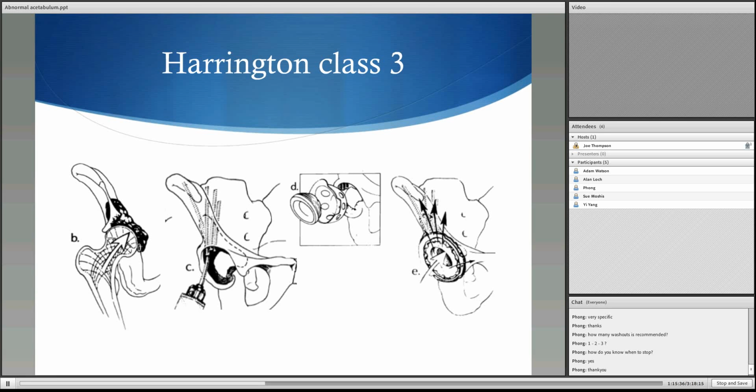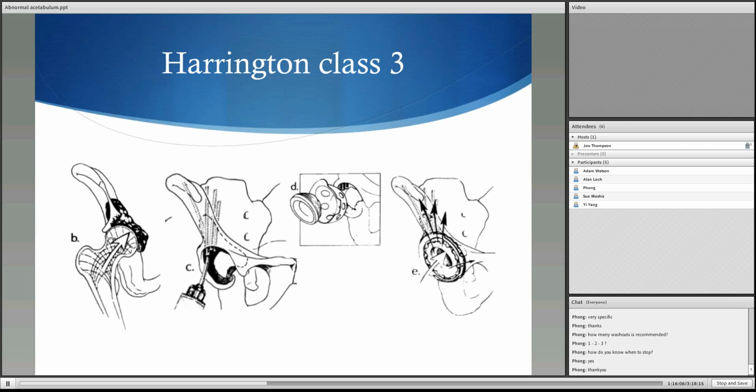In Harrington class 1, again, you can treat this with a conventional total hip replacement, cemented both acetabular component and femoral component, because all the walls are intact. In class 2, where the medial wall is deficient, the use of a cage or an anti-protrusio shell or other augmented fixation devices would be appropriate. Class 3 is a different kettle of fish.